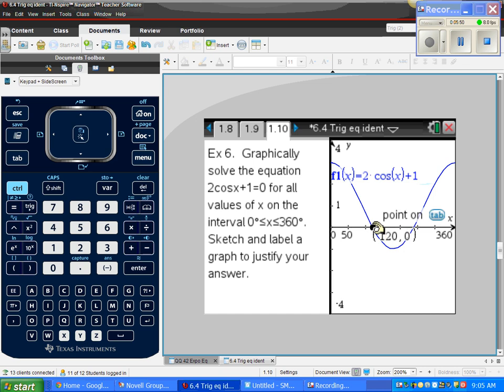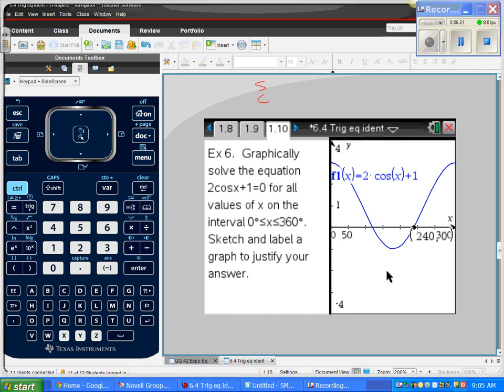Notice it said the word zero. Zero is another word for roots or solutions. Zeros, roots, solutions. Please know that they mean the same thing. Well, zeros and roots, there's a difference, but for our purposes right now. So we get 120 as one solution. You're going to grab that point and move it again, and you get 240. So your solutions should be written like this.